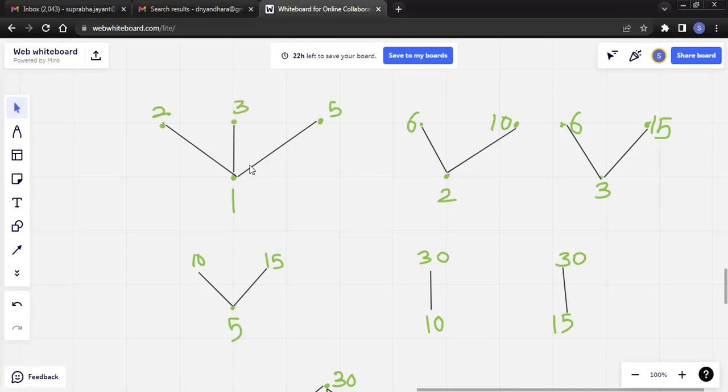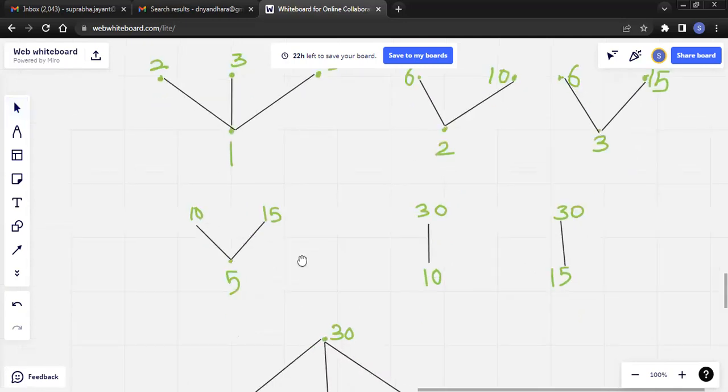3 is on the upper side, 1 is on the lower side. 5 is on the upper side, 1 is on the lower side. But 2 and 5 are not connected. They are not comparable. In the same way, 2 precedes 6, 2 precedes 10. But 6 and 10 are not comparable because 6 doesn't divide 10, neither does 10 divide 6. In the same way you can observe the rest and combine all this.